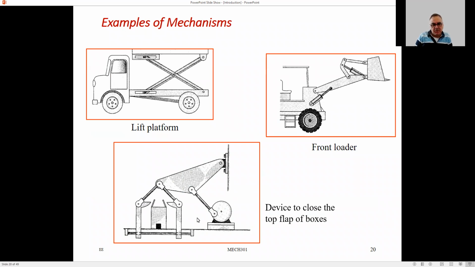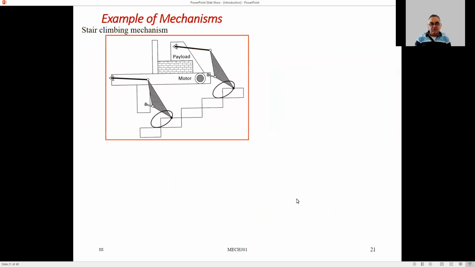This mechanism closes the flap of the boxes, as you see. Again, you have a machine that is rotating, a motor that is rotating. And that motion is converted to this kind of back and forth motion like this that closes the top flap of the boxes. So it's an interesting device.